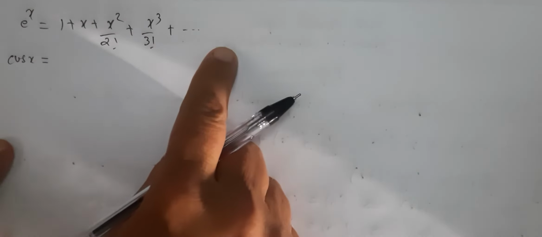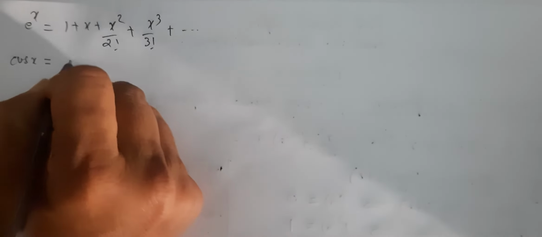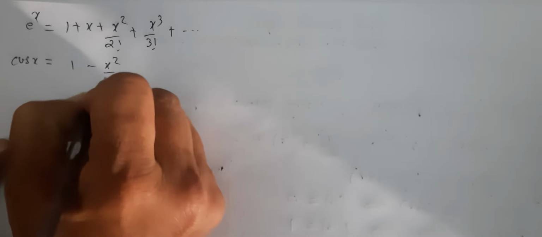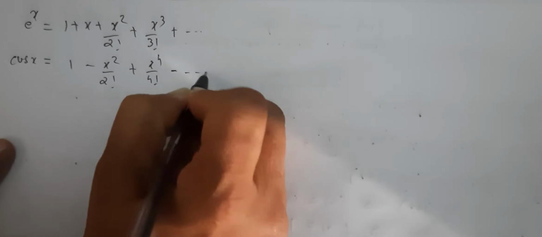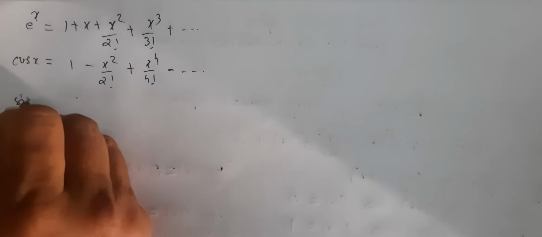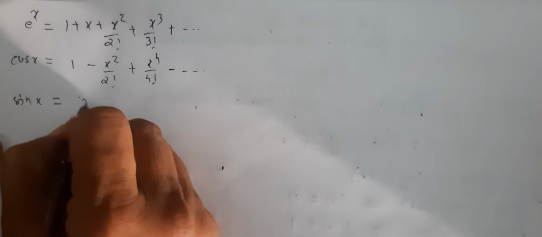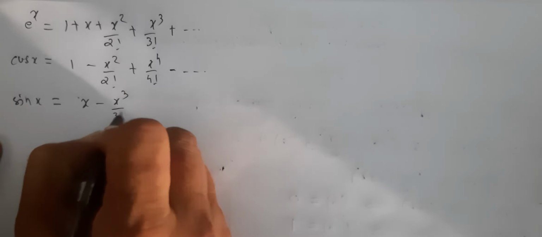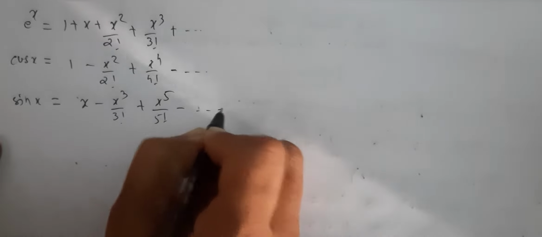Cos x, all the similar terms, only even powers with alternate plus minus. So I will have 1 minus x square upon 2 factorial plus x to the 4 upon 4 factorial minus x to the 6 upon 6 factorial, etc. And your sin x will be all odd powers again with alternate plus minus. So it is x minus x cube by 3 factorial plus x to the 5 by 5 factorial, etc.